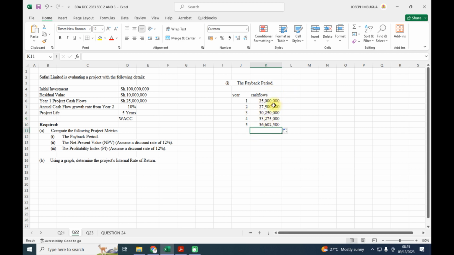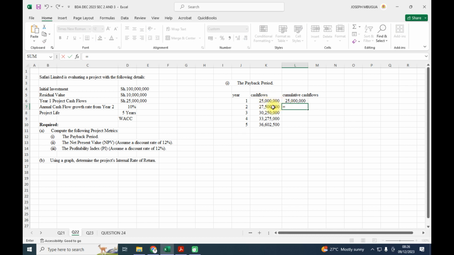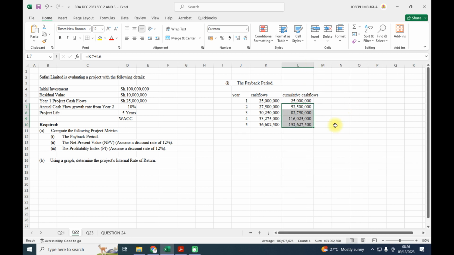The cash flows. Then to get the payback period, we just need to get the cumulative cash flow. Cumulative is just we add. The first one will be the same value, the second one will be the second plus the first, the initial amount that we had, that way, and I can drag that because it will follow that particular pattern.